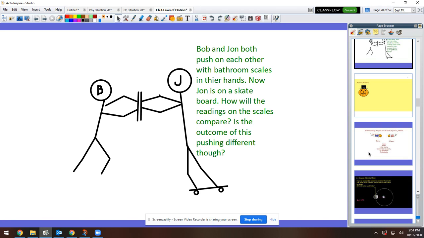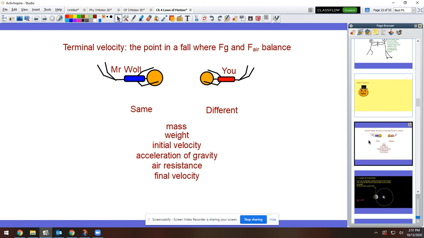And there's one more thing I want to talk about before we go forward, and that's terminal velocity. Because we're talking about equal and opposite forces, sometimes it's a convenient time to talk about a net force here. Terminal velocity is when the gravity acting down on you is equal to the air resistance pushing back on you.